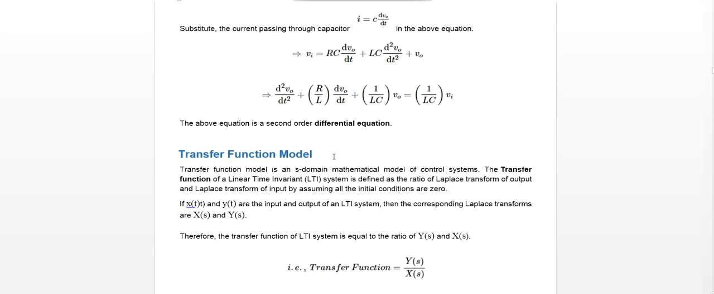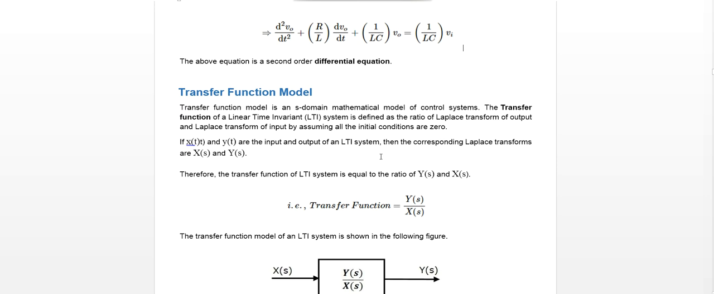So next we have the transfer function. Now transfer function model is an S-domain mathematical model of control system. S-domain means frequency domain. To get the frequency domain, you are going to convert time domain using the Laplace transform. So the transfer function of a linear time invariant system, or the LTI, is defined as the ratio of the Laplace transform of the output and the Laplace transform of the input, assuming that all initial conditions are 0.